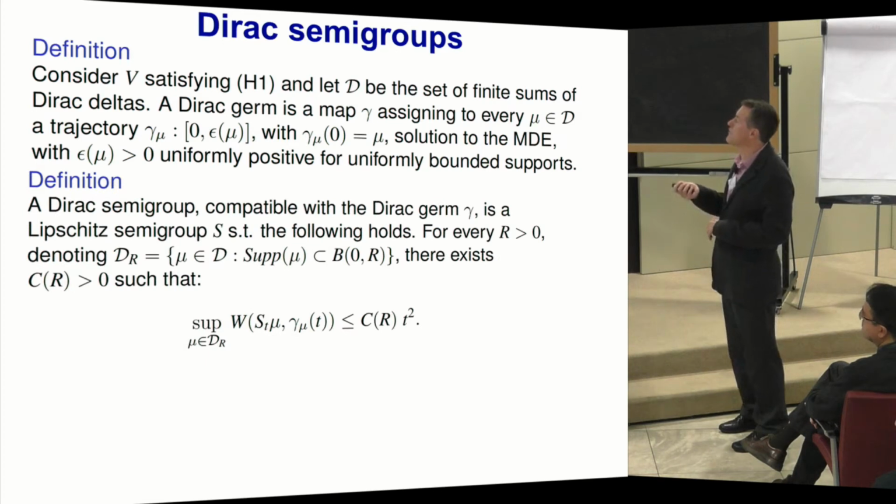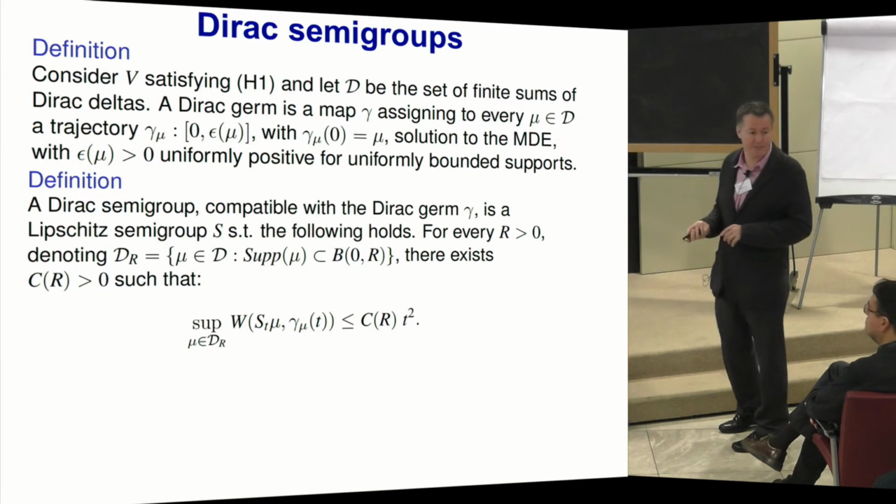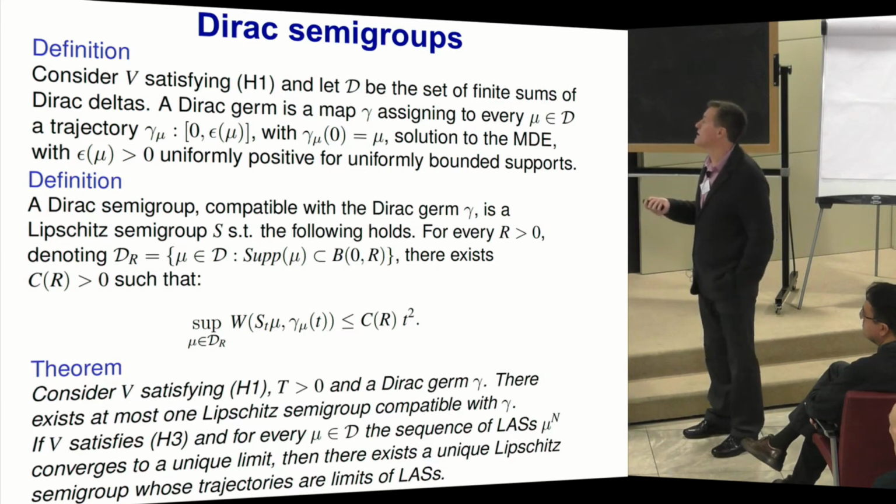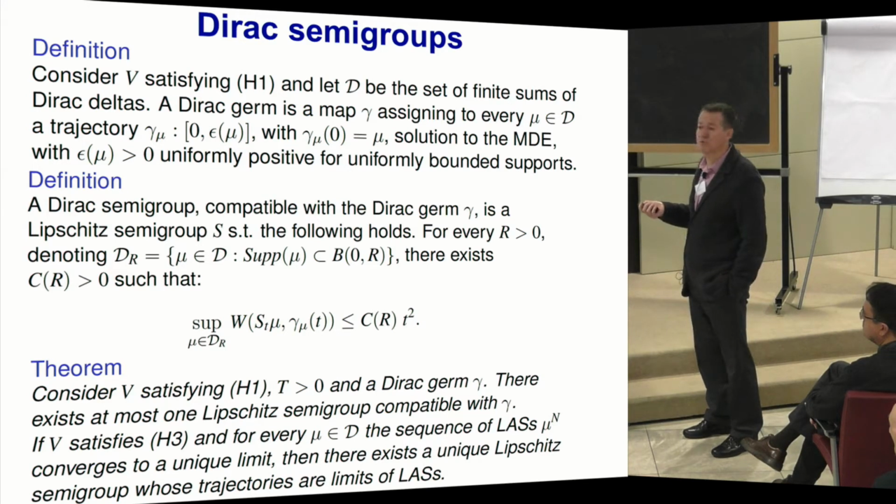And what matters is just to select those solutions. If you do that, then you define a Dirac semigroup, a semigroup that is compatible with this small time evolution, in the sense that the semigroup trajectory stays close to this evolution up to t squared for small time. And if this is the case, then we do recover uniqueness. In the following sense, again, we assume that we have this assumption H1, and we have an assigned Dirac germ. Then there is at most one Lipschitz semigroup compatible with gamma.